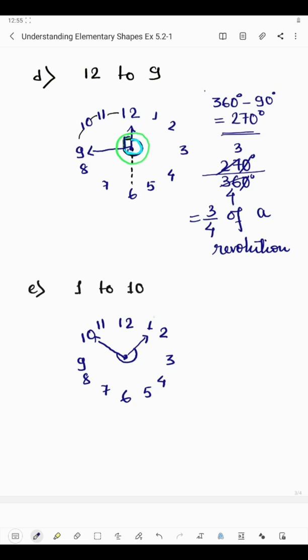Why? Because see, 1, 2, 3. After 3 gaps it makes 90 degrees. So from 1 to 4 is 90 degrees. Again 1, 2, 3, so 4 to 7 is another 90 degrees. That means from 1 to 7 it makes 180 degrees, a straight angle. Then 7 to 10, 1, 2, 3. So we have got three 90s. That means it is more than 180 degrees, so this angle is a reflex angle.